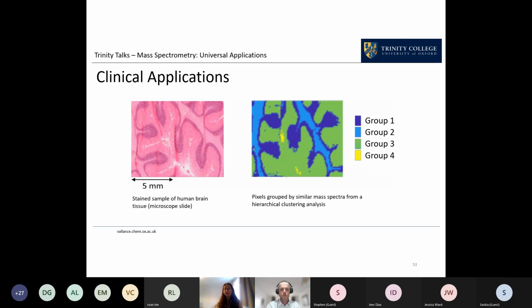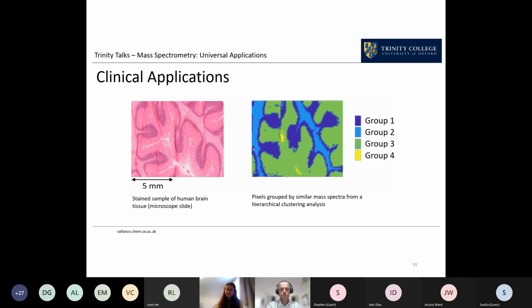The second thing the Valence group are looking at are clinical applications of mass spectrometry. So this is, I think this is incredible. You can use machine learning algorithms. So that's where you sort of train a computer to build a model to fit your data and then predict a result based on the previous data that you've given it. You can use machine learning to identify sort of mass spectra.